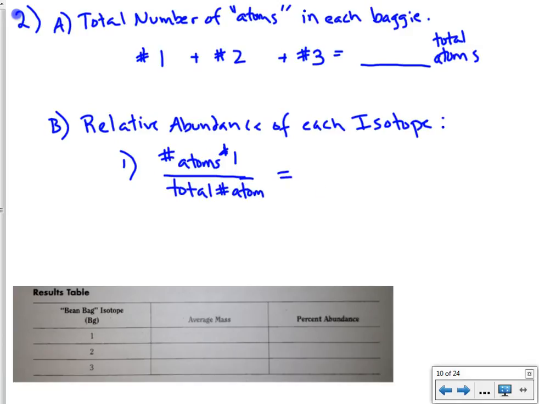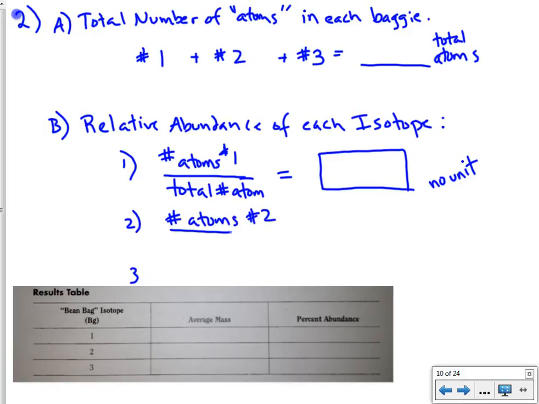Okay, you're going to get some decimal number. Your answer here should be some decimal number. That is your relative abundance. There is no unit on this number. It's just a relative abundance. You'll do this for number 2 and for number 3. So except here it'll be the number of atoms from bean type number 2, divide that by the total number of atoms. You'll get some relative abundance, and you'll repeat that for bean number 3.